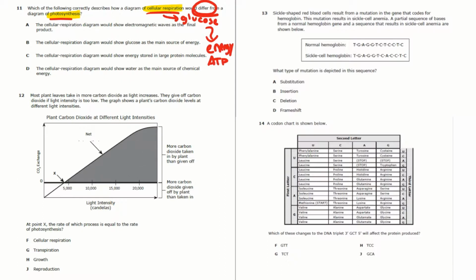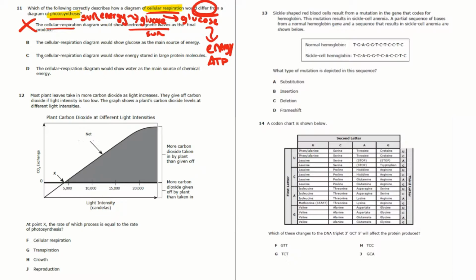Now, photosynthesis, on the other hand, involves the sun's energy and is basically transforming it into glucose. Well, storing it in glucose. Okay, so let's look at the answer choices here. Cellular respiration diagram would show electromagnetic waves as the final product. Okay, cellular respiration, electromagnetic waves, meaning the sun's waves? No, that would be photosynthesis.